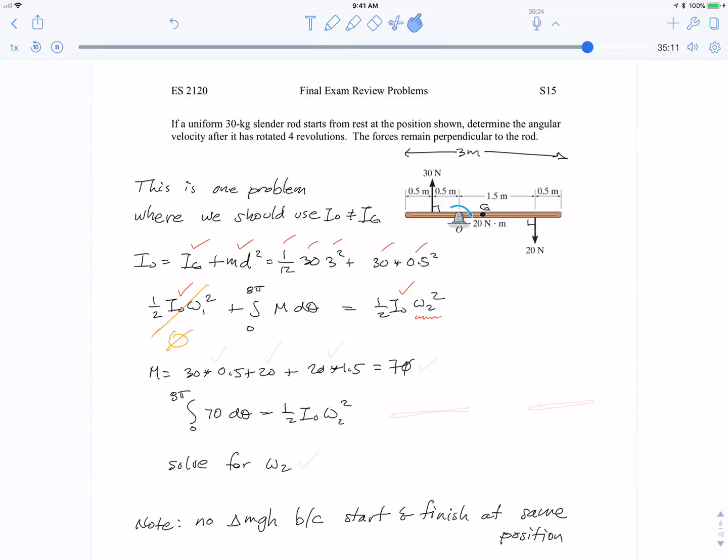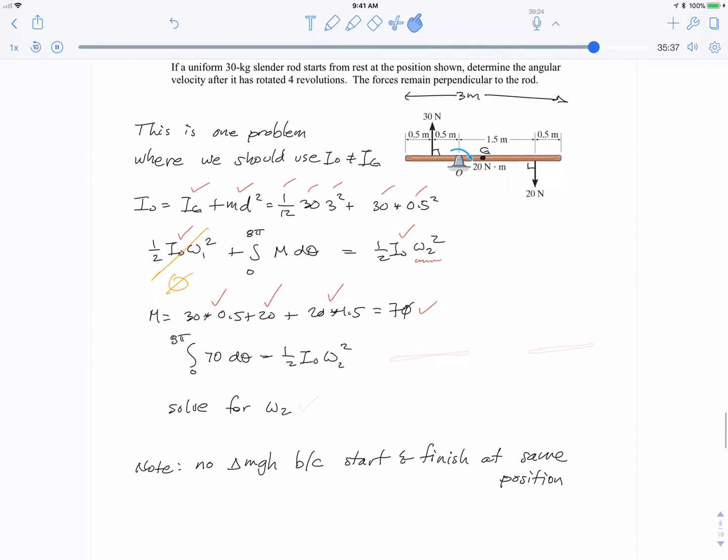Okay, so the moment about O, the total moment, there's this 20 Newton meters times a distance of 1.5. There's the 30 times the distance of 0.5. And then there's this 20 Newton meter moment just applied right at O. So there's those 3 things. Those all add up to 70.